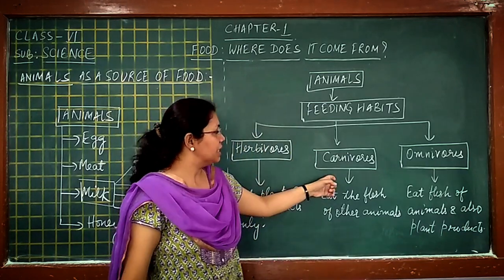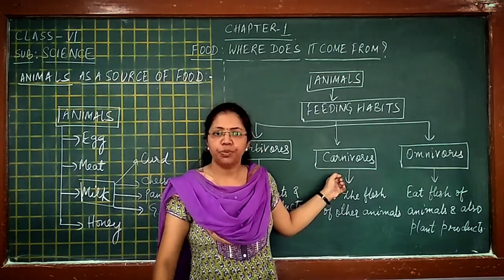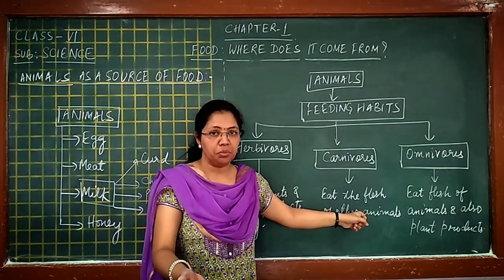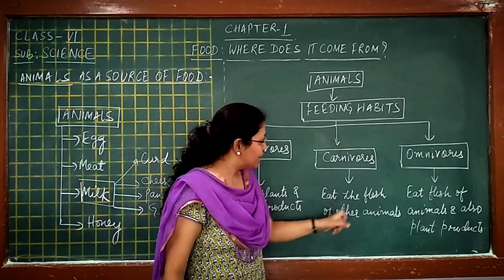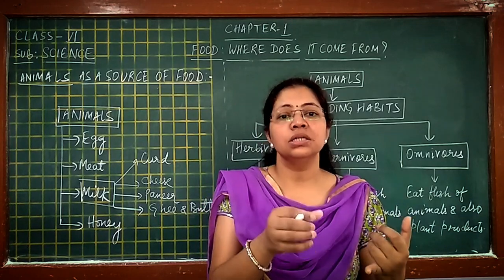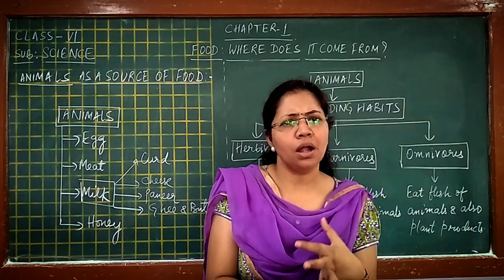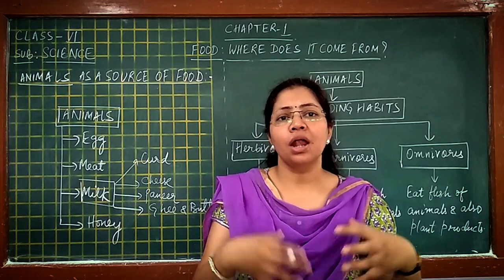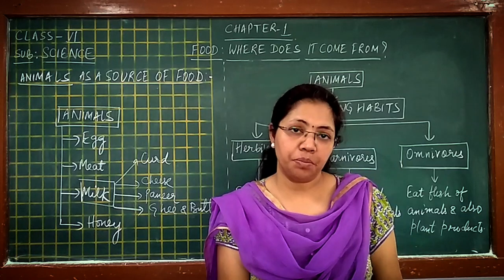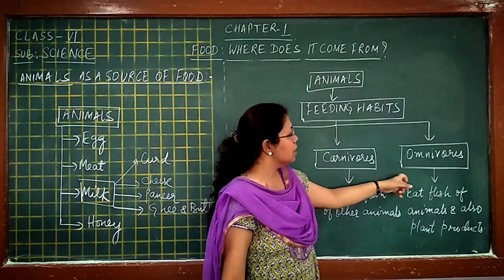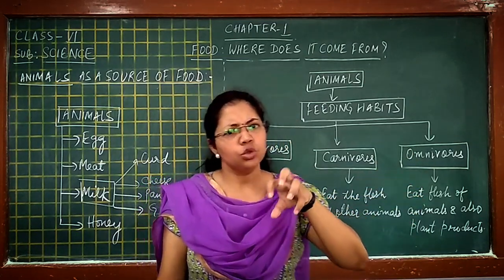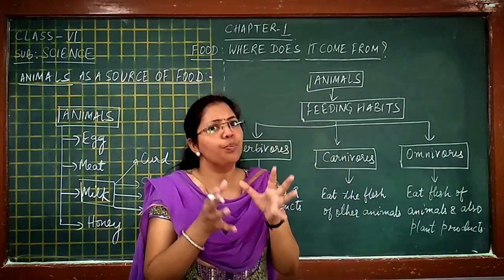And the second category is referred to as carnivores. The carnivores are those animals, children, which eat other animals. Means they eat the flesh of other animals. Say for example, lion, tiger, leopard, they all are examples of carnivores because they eat the flesh of other animals. And the third category is omnivores. Now omnivores are those animals which eat both.